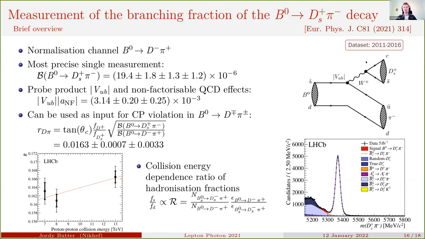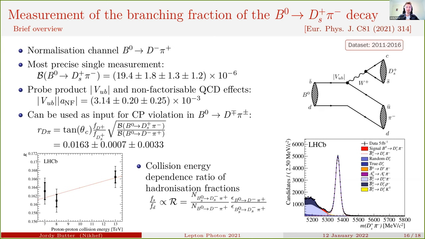As I said, this goes through Vub, so we can use this decay to probe Vub. But as we've seen today and yesterday, non-leptonic decays are difficult because of non-factorizable QCD effects between the Ds meson and the pion, and there's no theoretical prediction for this. So actually what we measure is the product of Vub and aNF. aNF is what we encapsulate all these effects in.